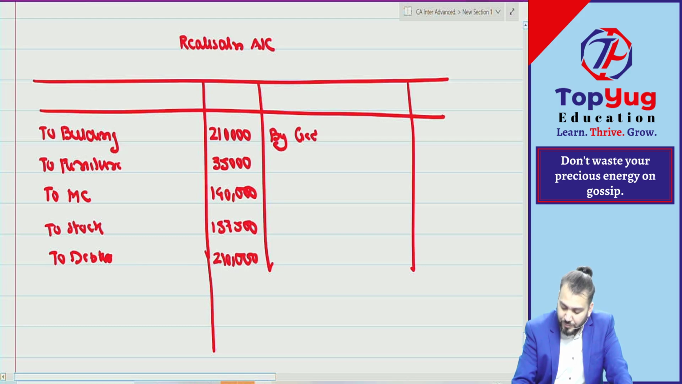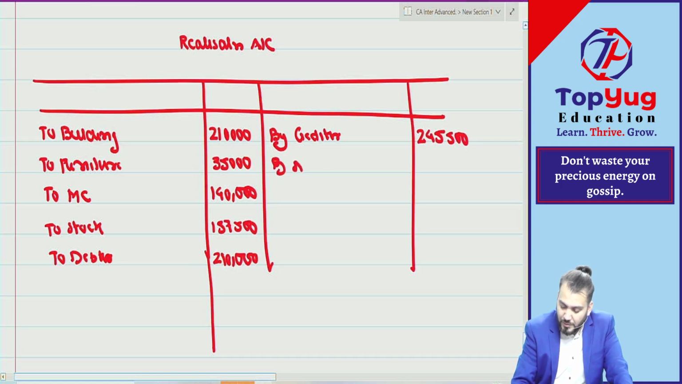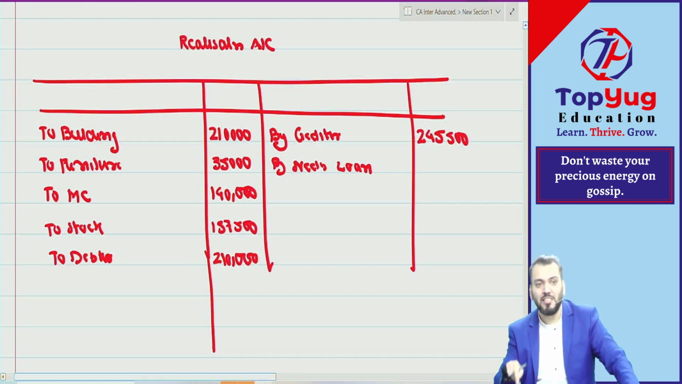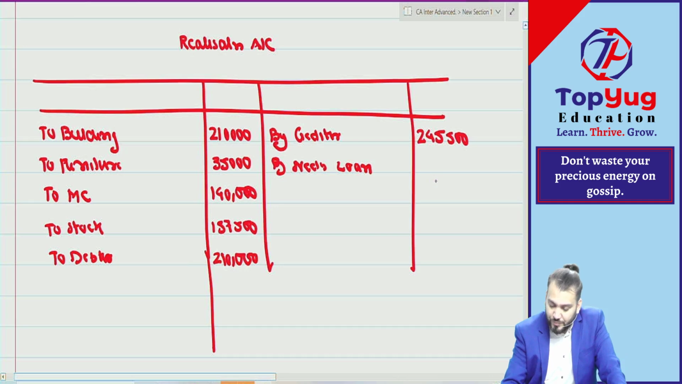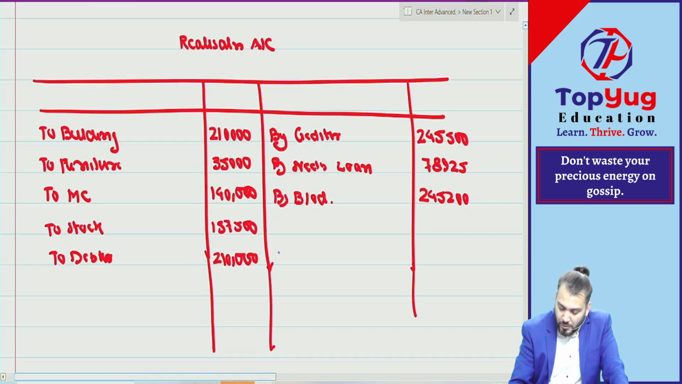By what? By creditor, how much? 2,45,500. Then by, can you say by Nils loan will also come because it is taken over by purchasing company. So Nils loan taken over by purchasing company will be transferred to realization account. How much? 78,925. Then by what? Bank overdraft is also taken over. How much? 2,45,200. Done.